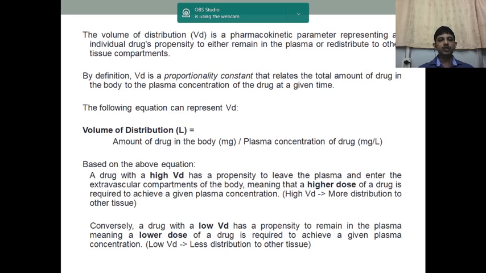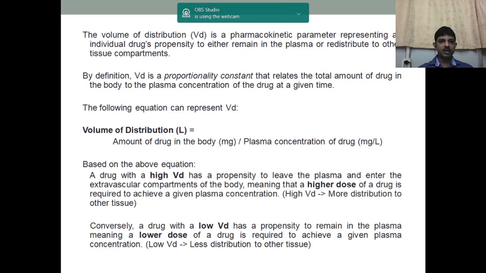Now, talking about the volume of distribution, what is meant by the volume of distribution? The volume of distribution is a pharmacokinetic parameter representing an individual drug's propensity to either remain in the plasma or be distributed to the other tissue compartments. That means it is a nature of the drug, whether after entering the plasma it will remain in the plasma or be distributed into the different body compartments.